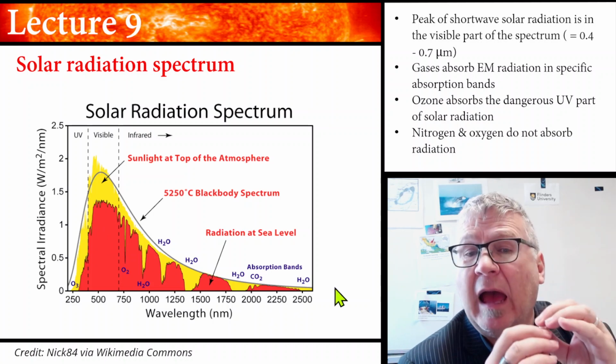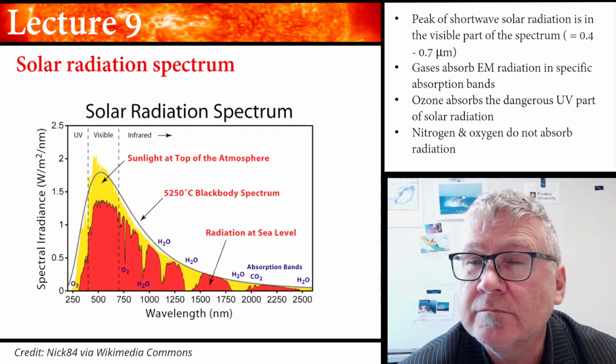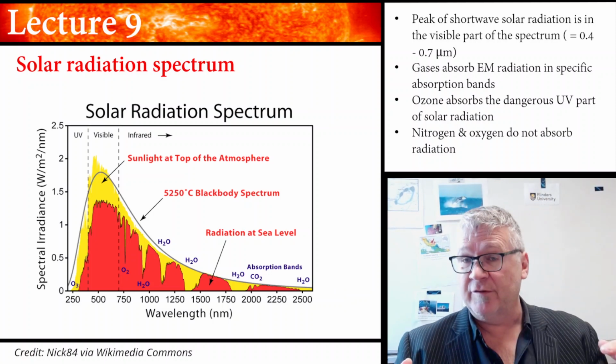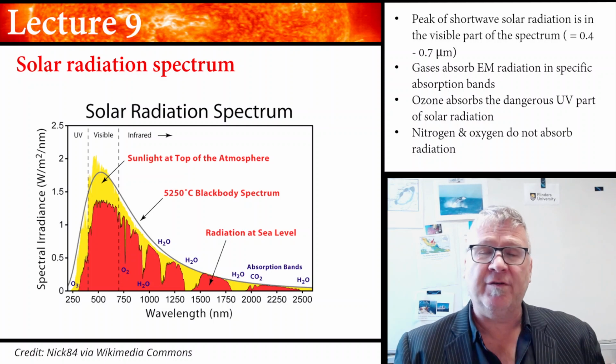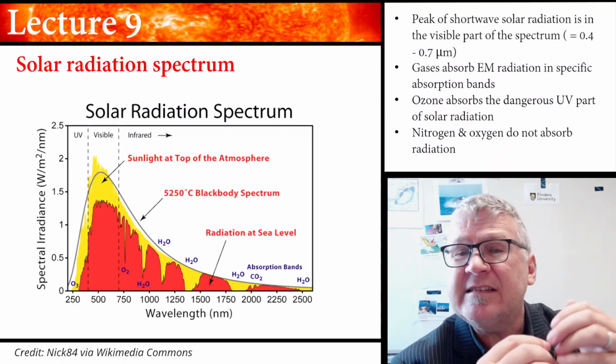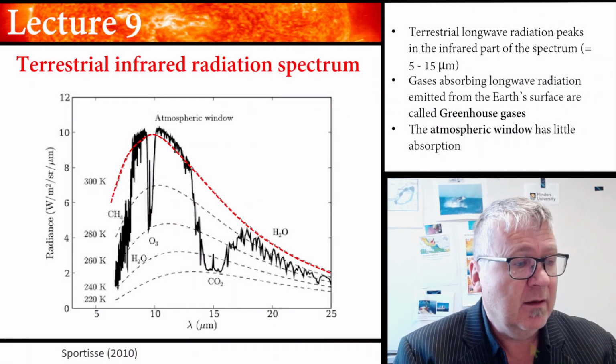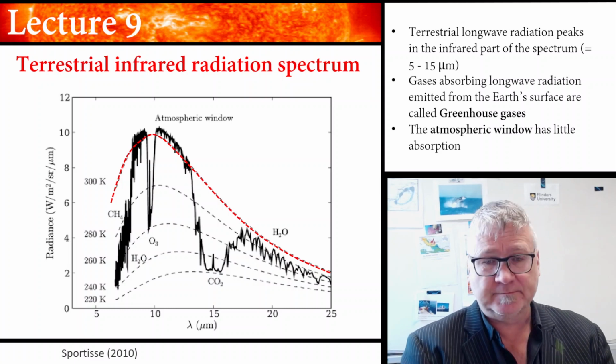So let's have a look at the terrestrial radiation. Because the surface of Earth has a temperature, it emits electromagnetic radiation. And let's see what happens to that radiation. This is shown here.